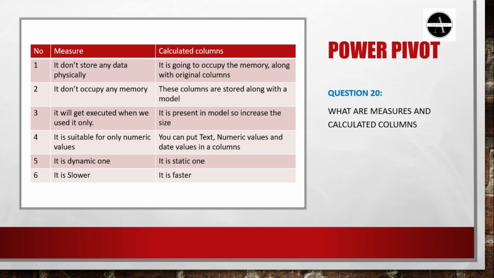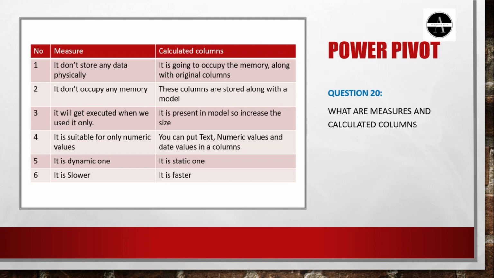The last question in the Power Pivot section is, what are measures and calculated columns? Here you have to tell the difference between measures and calculated columns. So the first difference is, a measure doesn't store any data physically, whereas a calculated column occupies memory along with the original column. Second difference is, a measure doesn't occupy any memory, whereas a calculated column is present in the data model. Third difference is, a measure gets executed when it is used, whereas a calculated column is present in the model, so it increases the size of the data model.